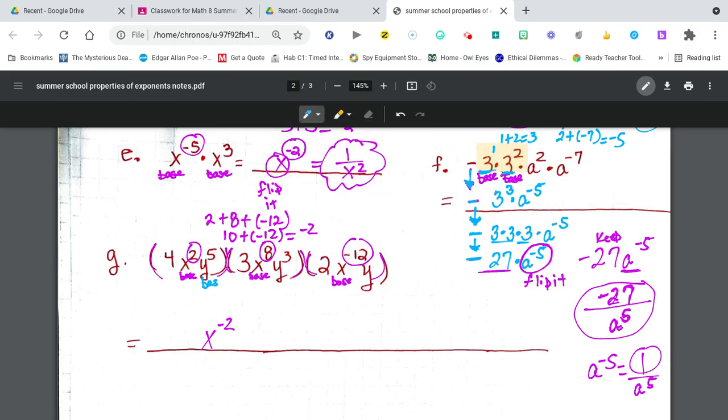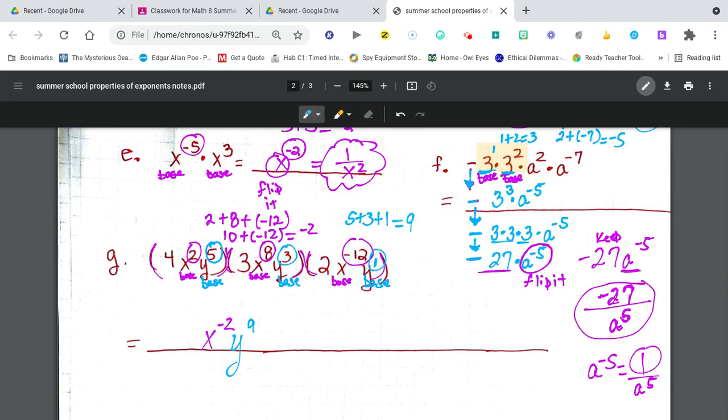I got a base y, I got another base y, and I got a third base y. So I got 3 base y's and I'm multiplying, so I only write 1 y. So what are you going to do to those exponents? You got an exponent of 5, you got an exponent of 3 on that y, and you got an exponent of an understood 1 on that y. So if you add, you get 9. So you put your 9.